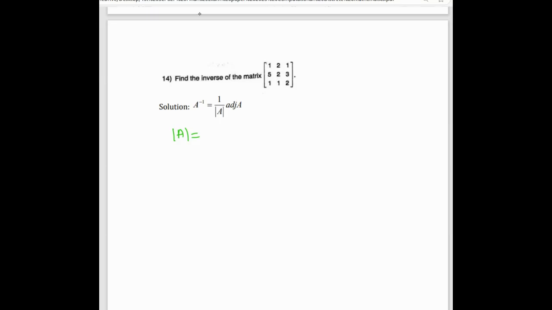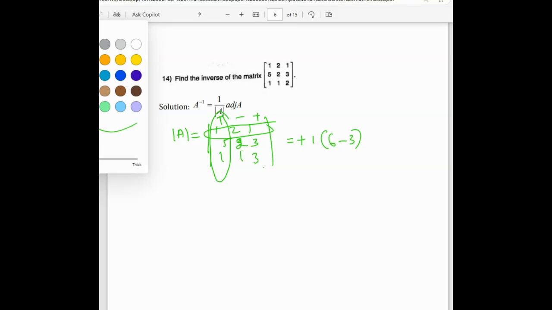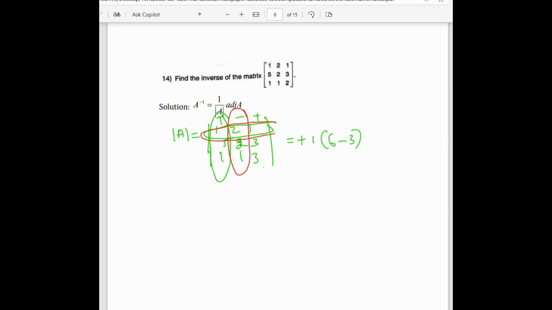Determinant of A is 1 2 1, 5 2 5, 2 3 1 and 3. So here the determinant of this will be plus minus plus. Whenever you select this, that first row and first column you should leave. So it will be plus 1 into 2 3s are 6 minus 3 1s are 3. Then you'll go for the next one. Select your next one, so that will be the center one, and find the answer. It is minus 2 into 5 3s are 15 minus 3 1s are 3.